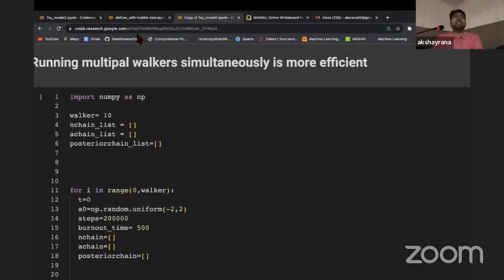Again, my suggestion would be the same for the program. If you are starting with one walker, it will not give you any benefit. Run with a large number of walkers. Are we good till this point?